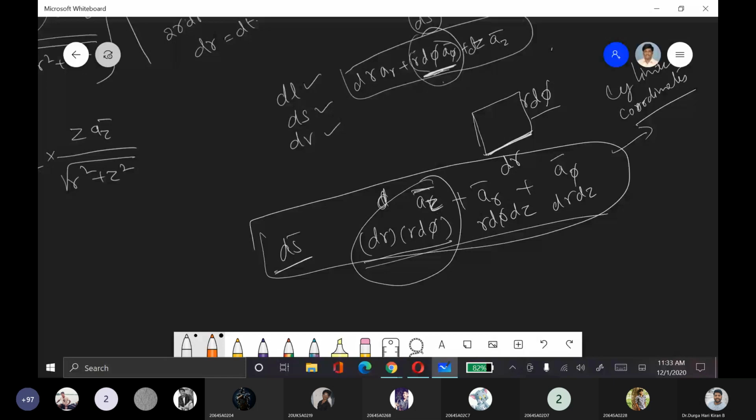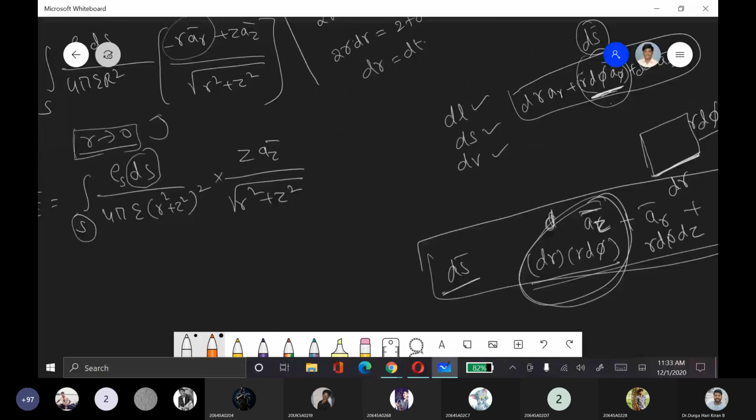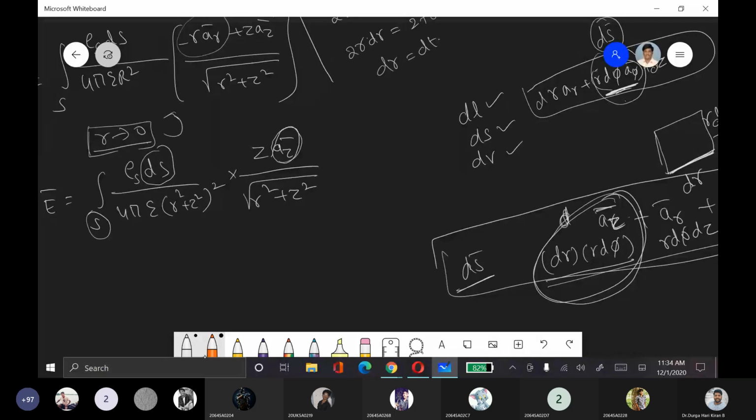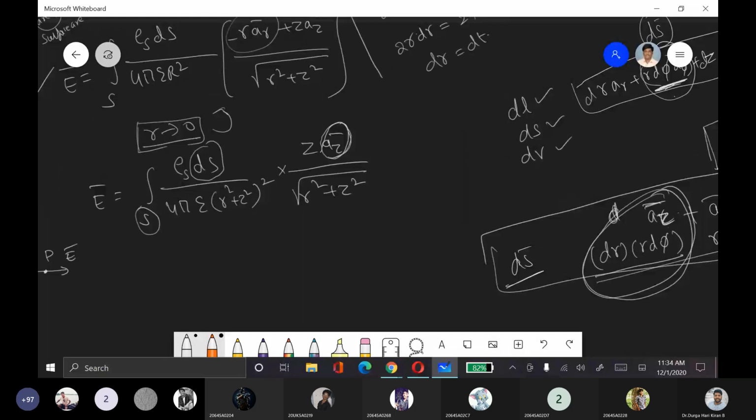So my az bar is something like this, right? In accordance with this az bar, what I have here is ds bar. Whatever I have to take is this one. The ds bar and az bar, in accordance with this, what I have is this one.